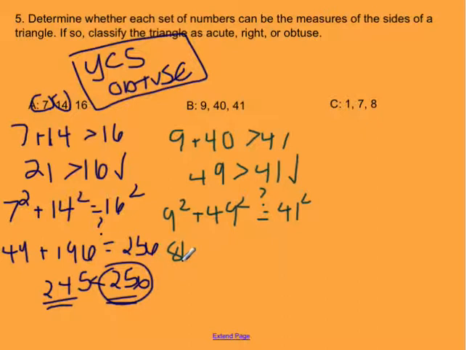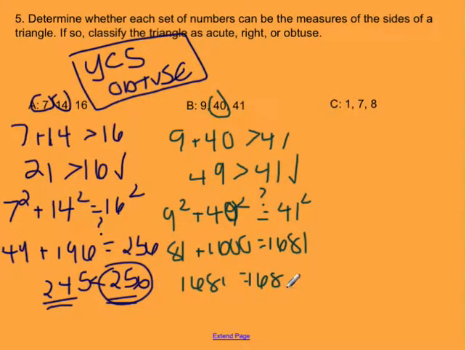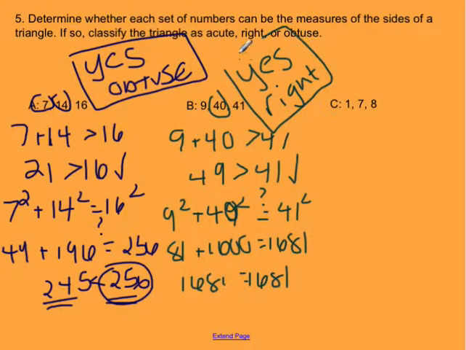9 squared is 81. Oops, sorry, this should be 40 squared because we're taking from this side here. 40 squared is going to be 1,600. And 41 squared is 1,681. Well, you add 81 and 1,600 together and you end up getting 1,681, which is equal to 1,681. So yes, they're equal, it's a triangle, and it is a right triangle.